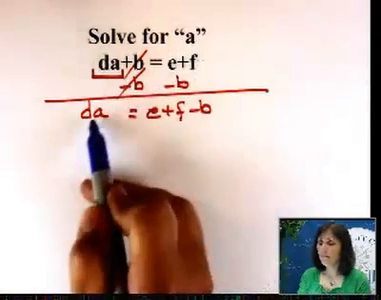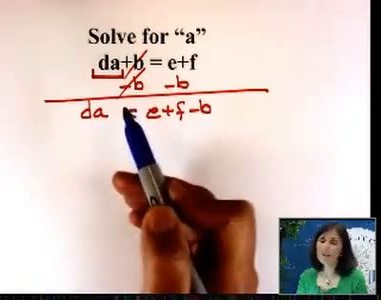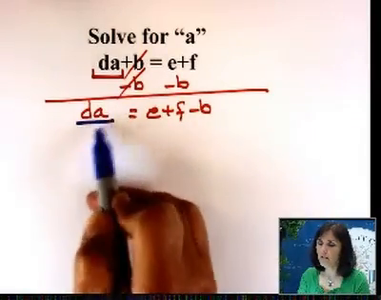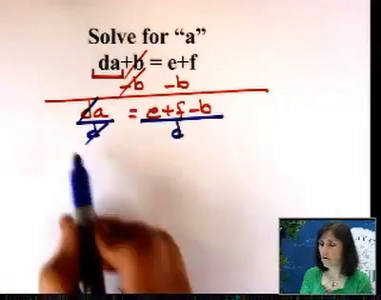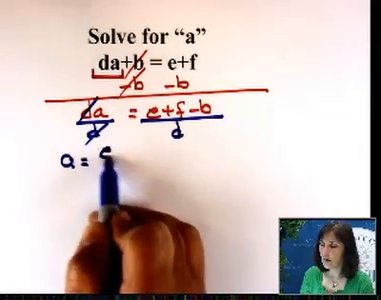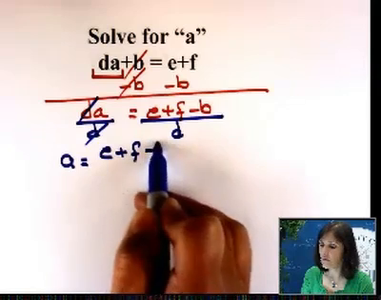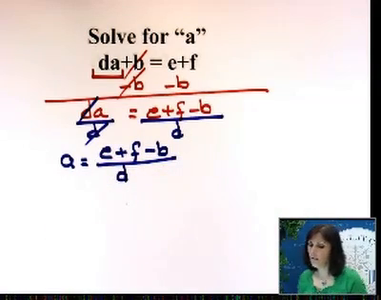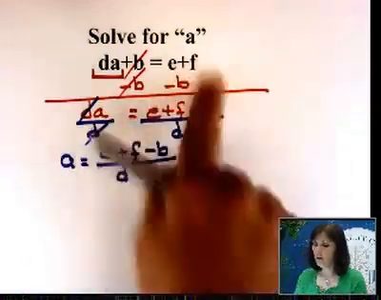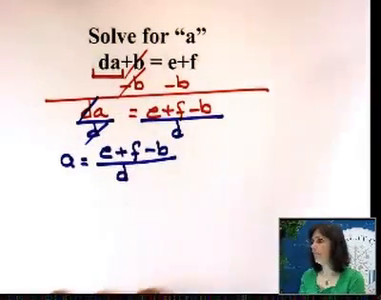Solve for A. Now A has a D. That's multiplication. This is like a number. What do you do? Get rid of it. These two go. So what do you end up with? A equals E plus F minus B over D. When you look at it, I think I did that one right. Just move the B over and get rid of D. Okay.